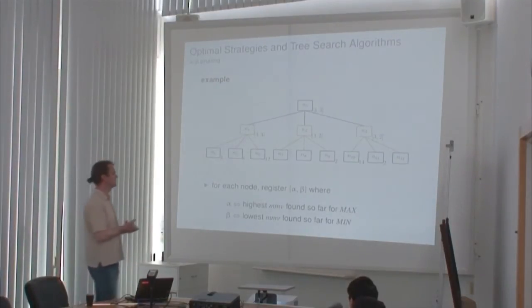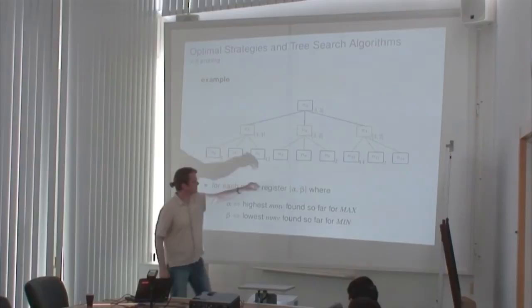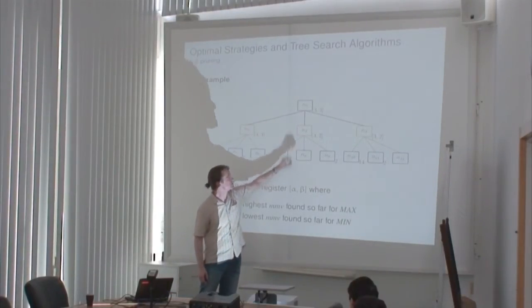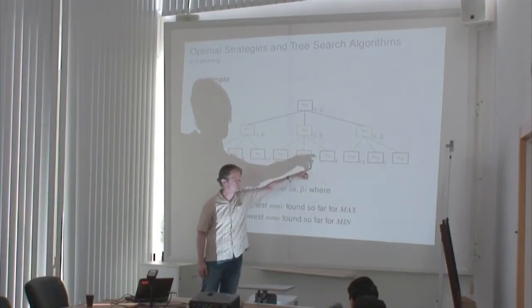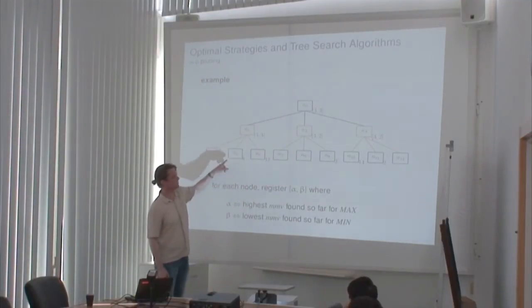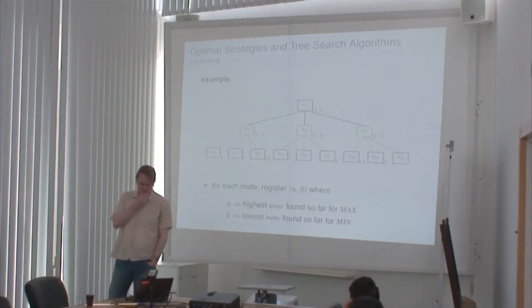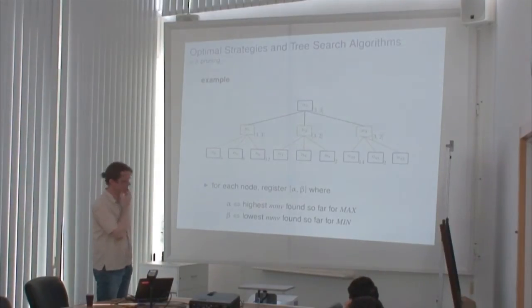If in one of the branches, like one of the 3 top branches here of this tree, we realize that this one will lead to a situation that is worse than the situation in this branch. Yeah, that is alpha-beta pruning.